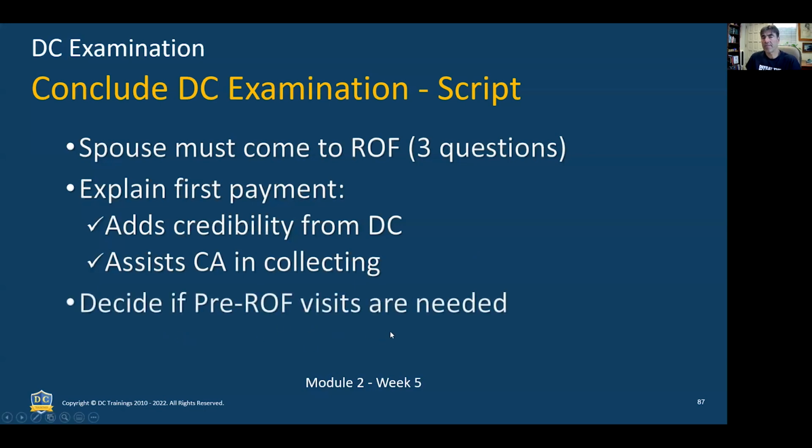And then decide if pre-ROF visits are needed. Now, we just had this happen this week. I had a patient who was here yesterday as a new patient. We don't see patients on Thursdays, so he wasn't going to be able to come back for his report of findings until tomorrow, Friday. But he was really hurting and he wanted to get adjusted yesterday. And so I let him know, we're not going to do an adjustment today, but I will be happy to see you tomorrow, which is Thursday. And that'll be an adjustment before we get to going over your results, which is the report of findings, right? So decide if that's needed, because if it is, you're going to let your CAs know, and then you leave the room. Okay, so that's the sequence.